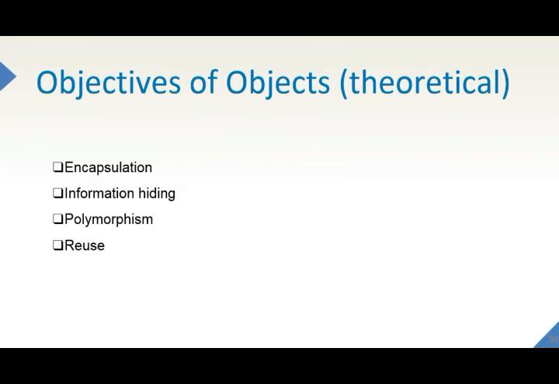Objectives of objects in theory. No one has ever seemed to agree on a concise objective of object-oriented design, but for now, we will be using Cay Horstmann and Gary Cornell in providing the objectives: encapsulation, information hiding, polymorphism, and reuse.